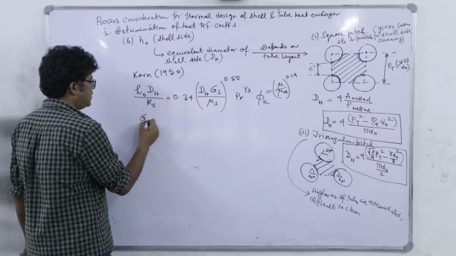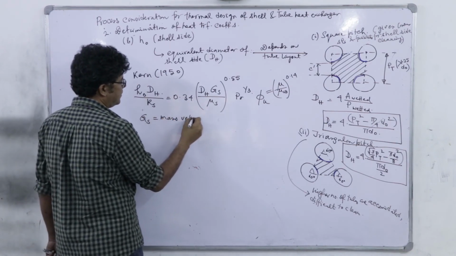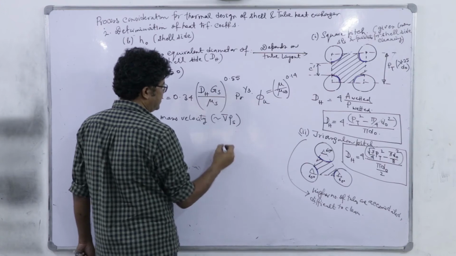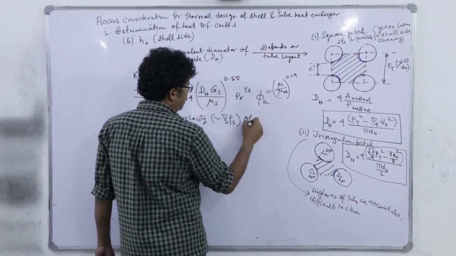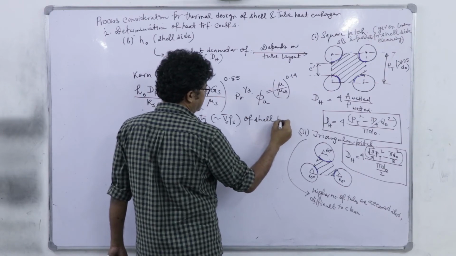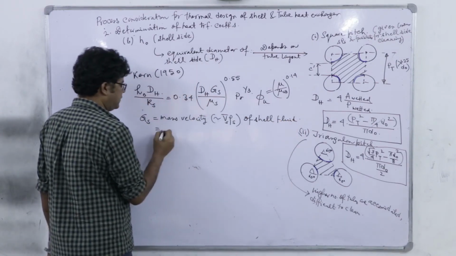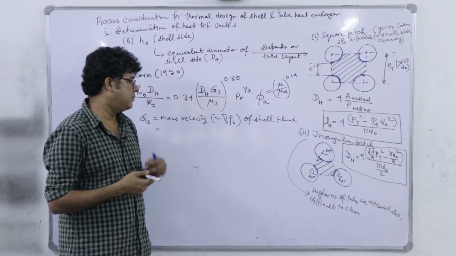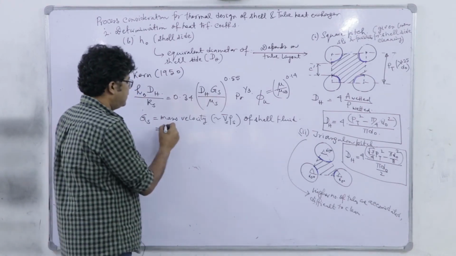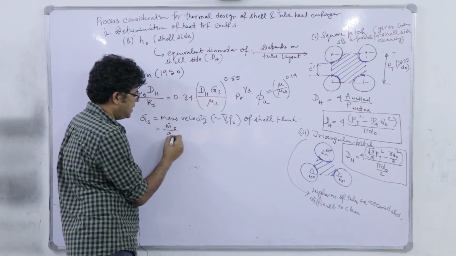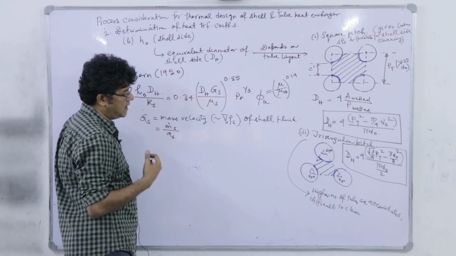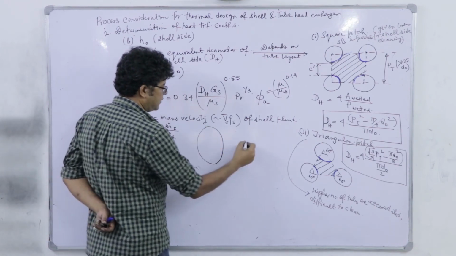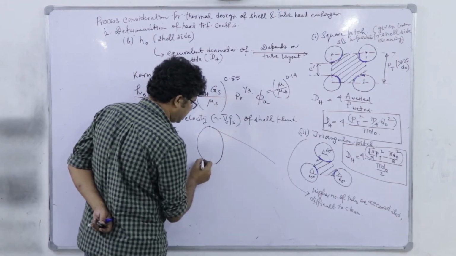Now what is GS? GS is the mass velocity, equivalent to average velocity into rho of the shell side fluid, right. Now how to calculate it? GS, definitely the mass velocity V into rho, you can understand from the dimension that it will be mass flow rate divided by area, right. So it is m dot S divided by AS. Now what is the flow area for the shell side fluid? Now you see, for that we consider the space between two successive baffles.